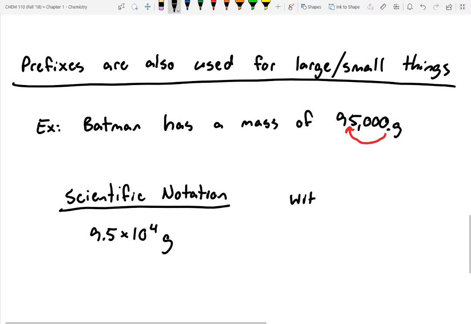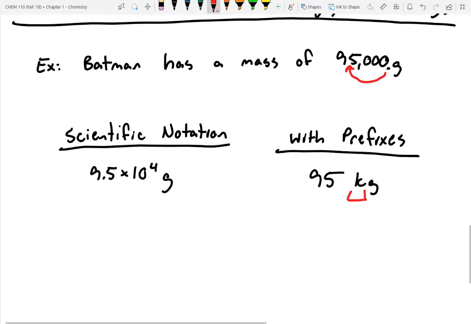Or you can do this with prefixes. And this would be 95 kilograms. Essentially, the prefix kilo stands for 1,000, or 10 to the 3rd. Same thing, right? So really, if you take 9.5 and multiply it by 10 to the 4th, it's going to be the same thing as 95 times 1,000. It gives you the exact same number out. It depends on the circumstance, and in this class, we should be comfortable doing it both ways, right? Does that make sense? The prefixes are a little tricky.